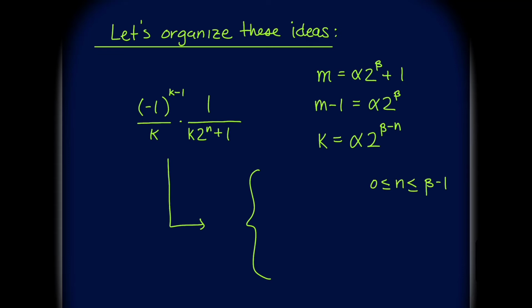For all the n values from 0 to beta minus 1, we noted that the negative 1 raised to the k minus 1 power was always negative. So making some substitutions here, and for the n equals beta case, we also understood that the negative 1 to the k minus 1 power was always going to be a positive 1, and so we get a simpler expression, 1 over alpha m.